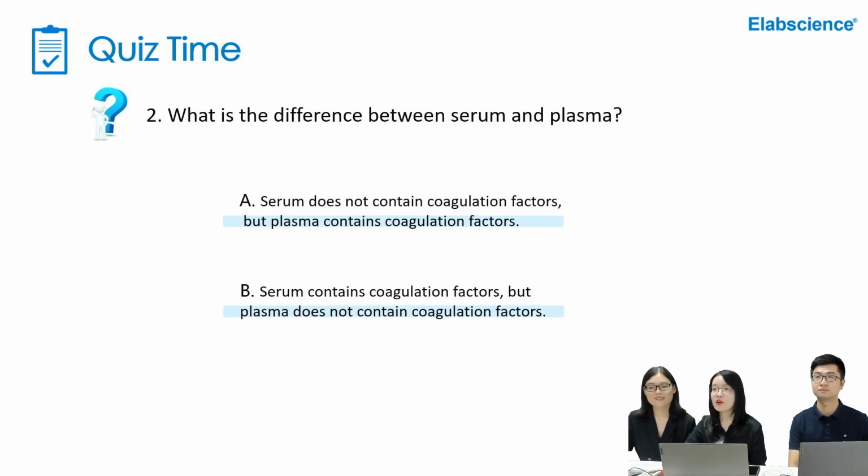What is the difference between the serum and the plasma? This quiz is very simple because it only has 2 options. All the answers are correct. A is correct. Unclotted blood will yield plasma after the centrifugation, and it contains coagulation factors.